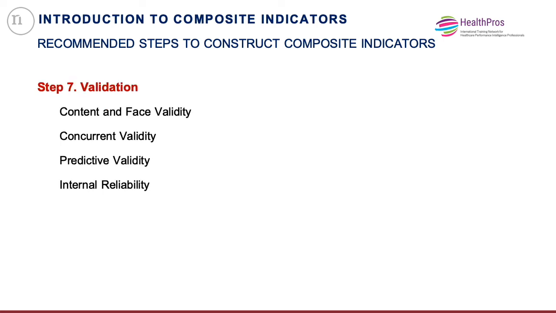As the last step, composite indicators should be validated. Even if the individual indicators that have been used in the composite are already validated indicators, after giving weights and aggregating them, the final indicator may not be the true reflection of quality, and validation is still an important step. For validation, content and face validity, concurrent validity, and predictive validity can be assessed, and internal reliability of the composite can be investigated.